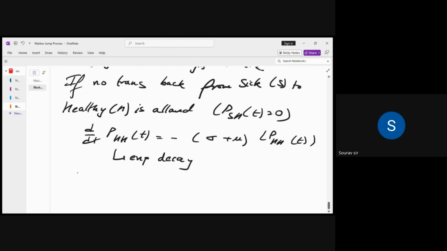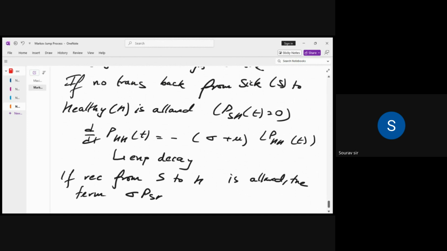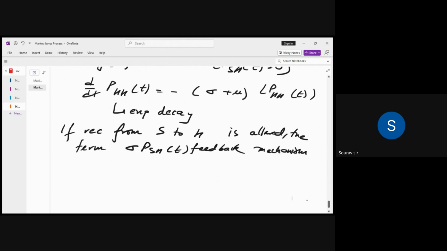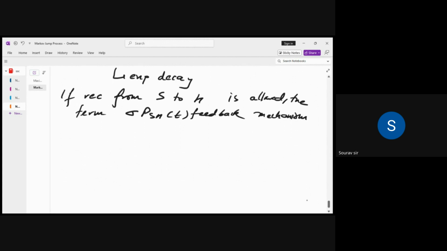All right. And if recovery from S to H is allowed, then the term P_SH(t) introduces a feedback mechanism affecting how long a system stays in H. So this is the way we can do this. All right. So there are certain special cases you can say.